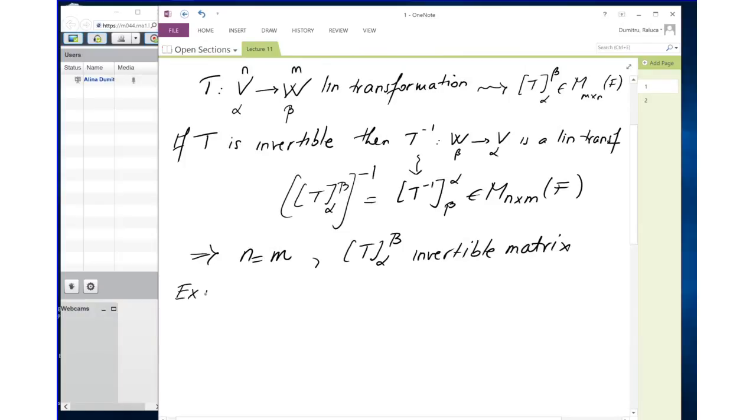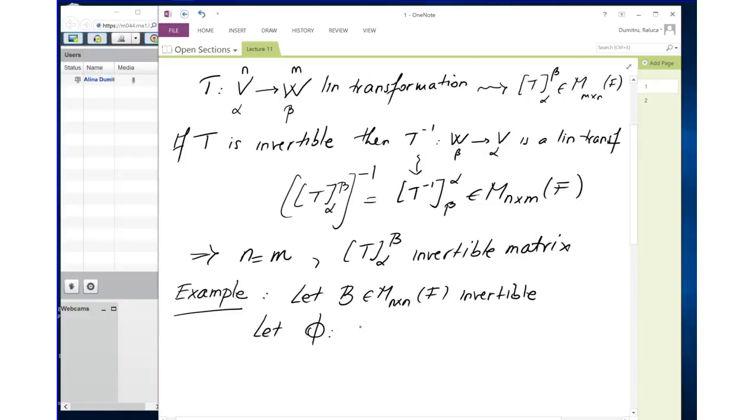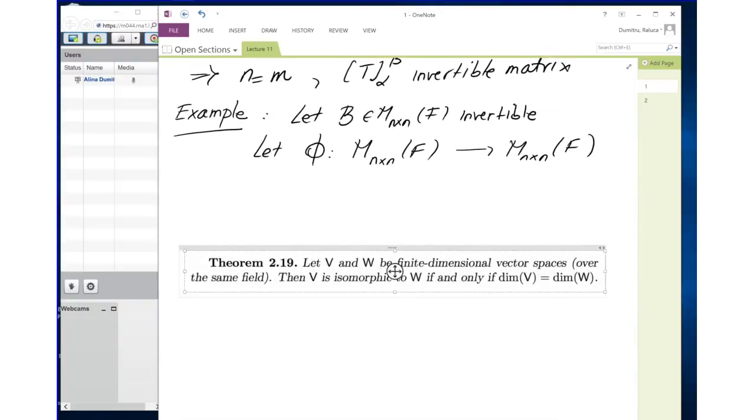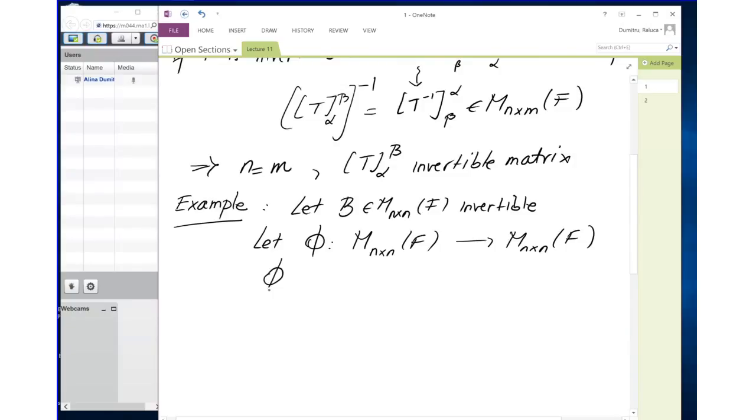For example, let B be a square matrix that is invertible. Then the space of N by N matrices over F and the space of N by N matrices over F, being identical, they should be isomorphic, right? So there should exist an isomorphism between them, and here is one of them. Phi of a matrix A is defined to be B inverse A B.